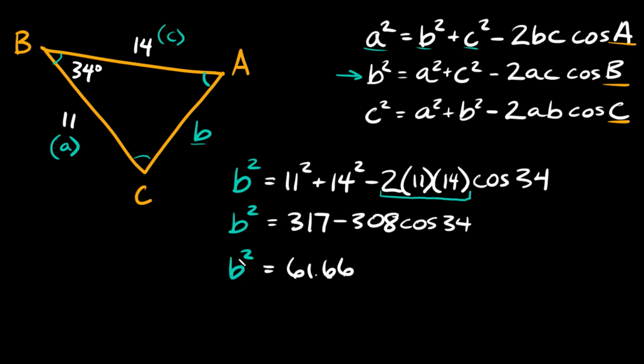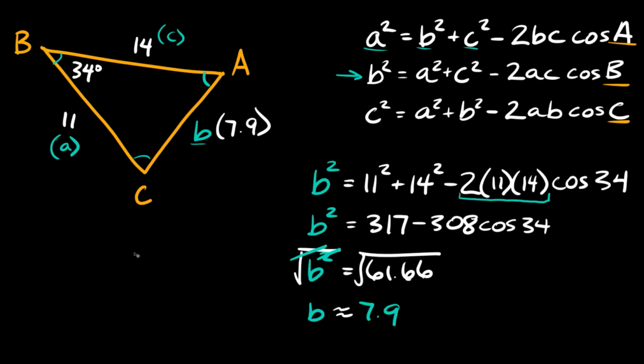Now to solve for b, we just need to get rid of the exponent, so we can take the square root of both sides. Then these cancel out, and we're just left with b is approximately the square root of 61.66, which, rounding here, is 7.9. So we can label this and say that b is approximately 7.9. Cool. So we found, finally, our side length.